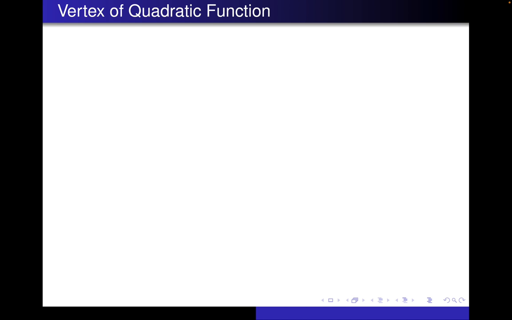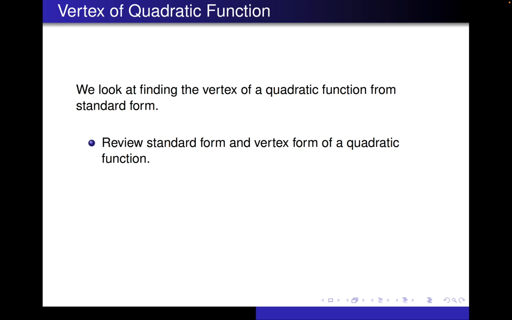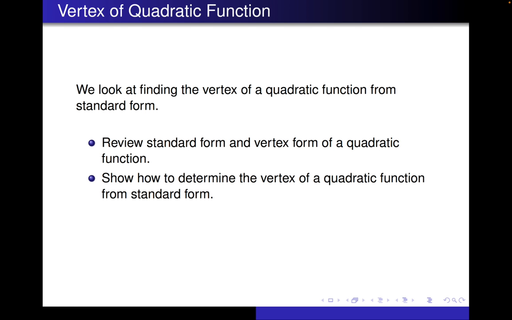In this video, we are going to continue thinking about finding the vertex of a quadratic function, but we're going to find an alternative way. We're going to do it strictly from the standard form and not from vertex form. So first we're going to review what standard form and vertex form mean for a quadratic function. We're going to show how to find the vertex of a quadratic function, not by first converting it to vertex form, but getting it directly from standard form. And then we're going to demonstrate this on an example.